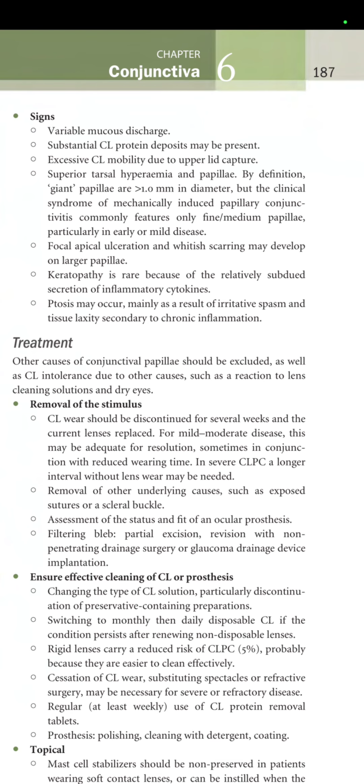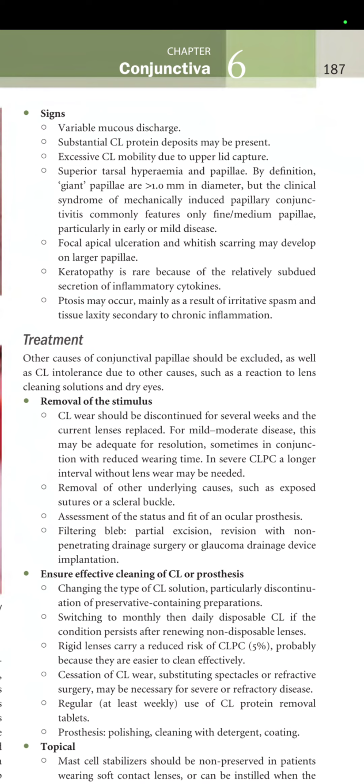So what are the signs? The signs are variable mucus discharge. Substantial contact lens protein deposit may be present. Excessive contact lens mobility due to upper lid capture. Superior tarsal hyperemia and papillae. By definition, the giant papillae are greater than 1 mm in diameter, but the clinical syndrome of mechanically induced papillary conjunctivitis commonly features only fine or medium papillae, particularly in early or mild disease.